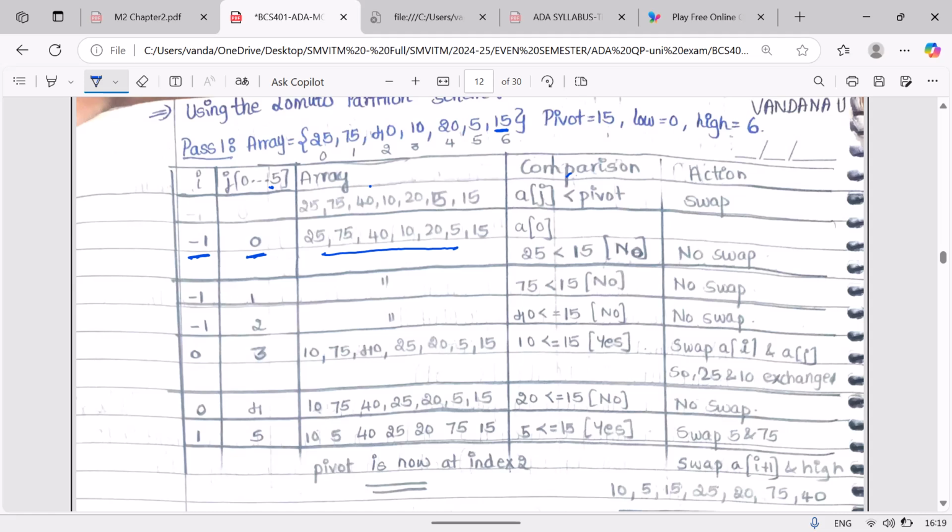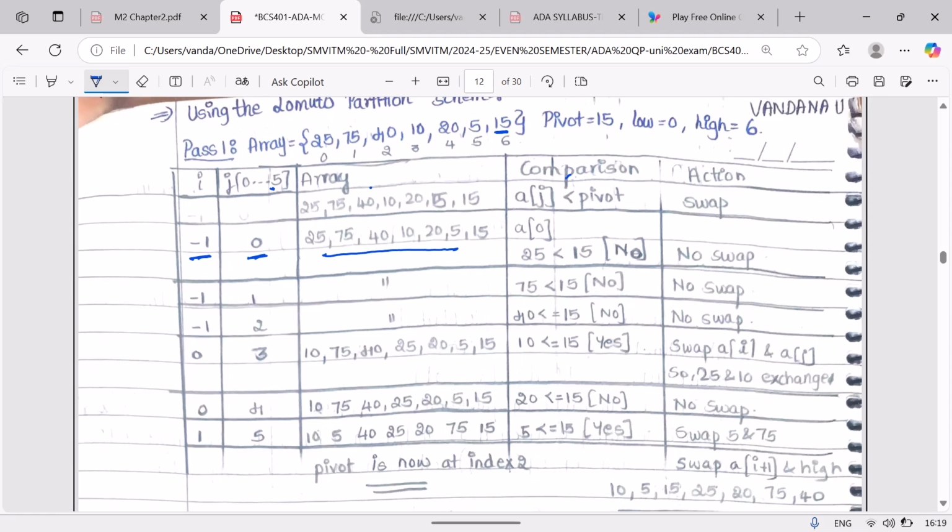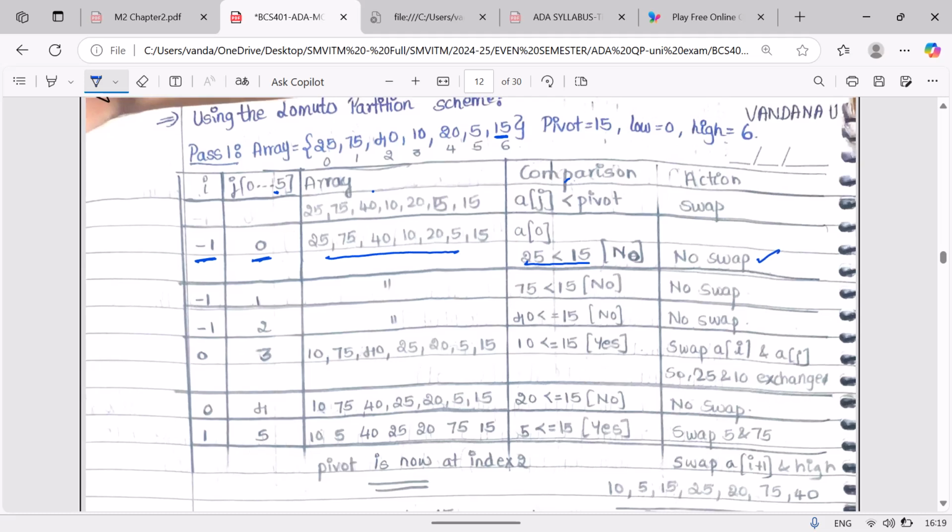A of 0 is less than or equal to 15. A of 0 less than or equal to pivot. So is 25 less than or equal to pivot? No. So no swap. I have not written here, but you're supposed to write less than or equal to also.